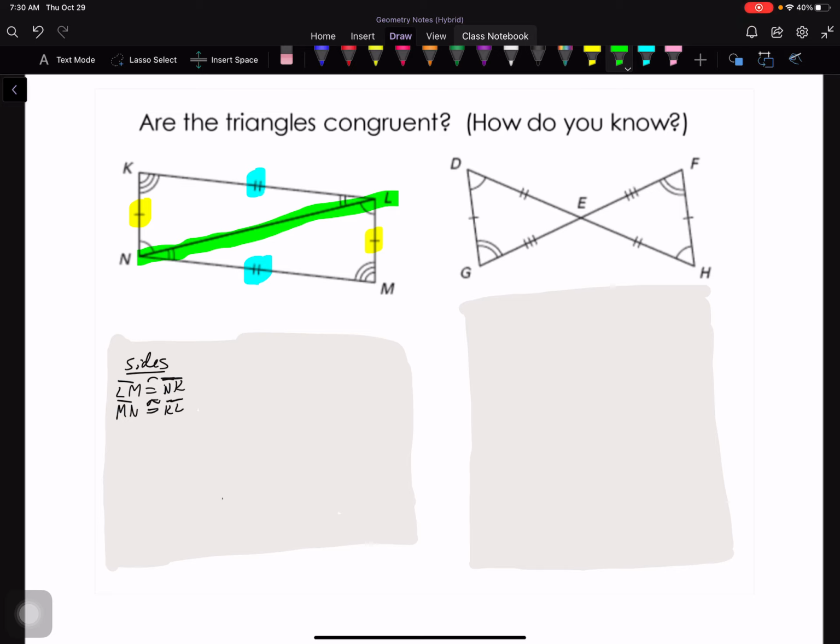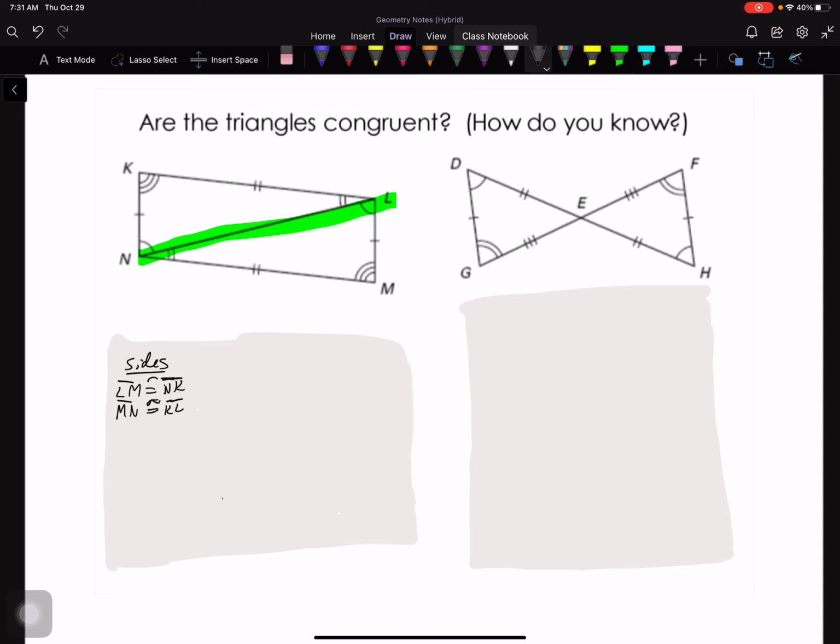Now here is my third side, NL. And if we're looking at the two triangles, maybe I should have pointed that out first. We're looking at these triangles here, this one up top and this one down here. So I need that third side. In this example, the third side is where they overlap. So I need to say that this side, LN, is congruent to NL, or LN, however you want to write it. I can say that because it's the same side.